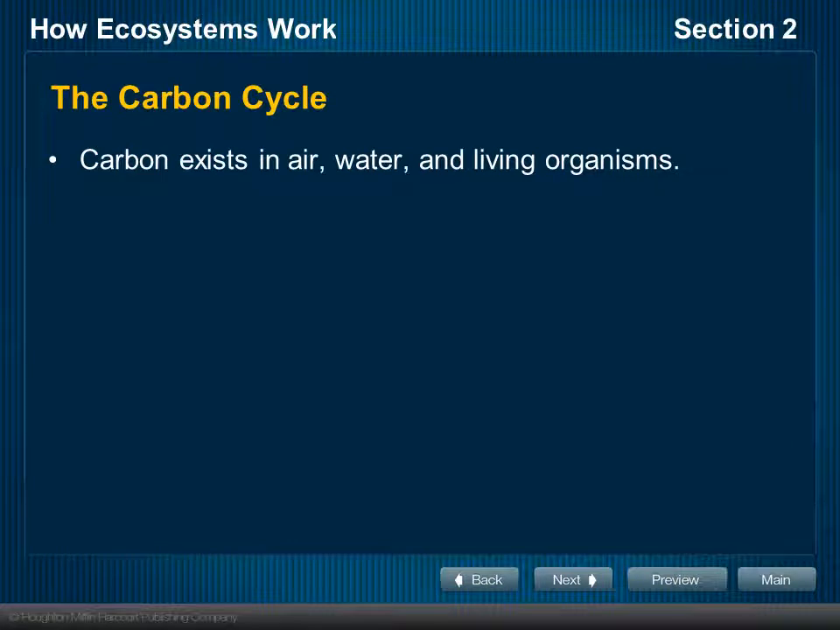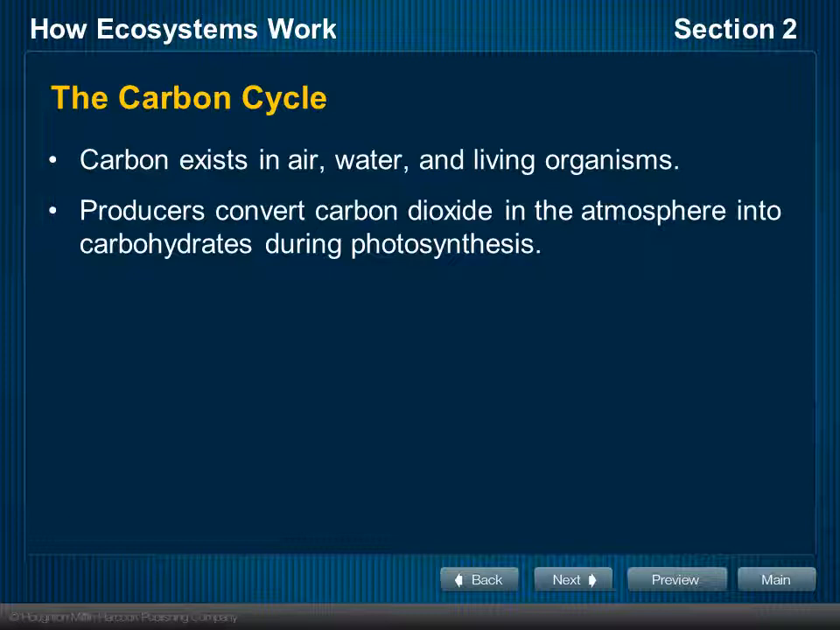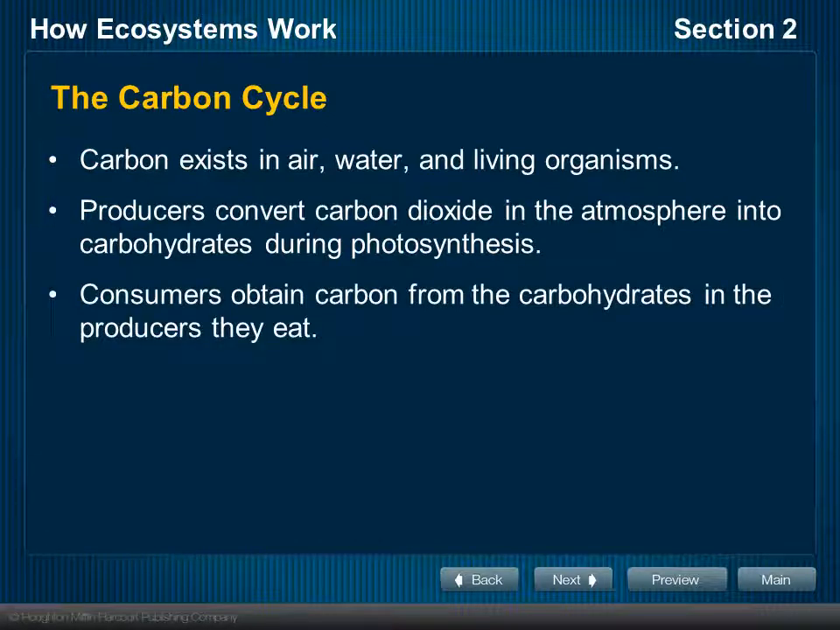We know that carbon is in the air, it's in water, it's in living organisms. We know, as we learned, that producers, part of their process of producing is going to be converting carbon dioxide in the atmosphere into carbohydrates during photosynthesis. And then we know that consumers, again, this is just what we learned in the first section, are going to get their carbon from carbohydrates in the producers they eat. And of course, consumers eat other consumers as well.